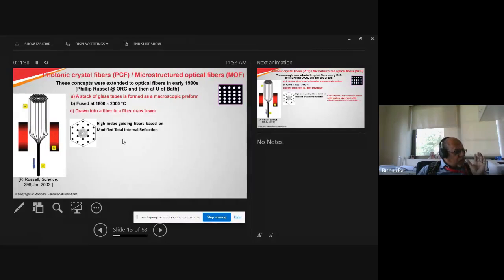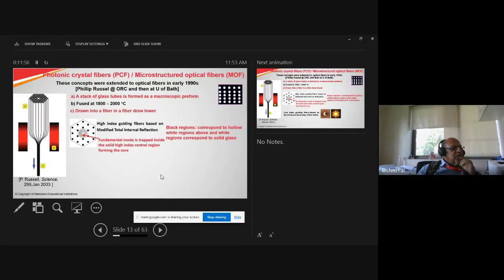So light can propagate, those bands of frequencies which were otherwise blocked, through the solid region, thereby mimicking guided wave propagation in an optical fiber, and it can be explained nicely as a modified total internal reflection phenomenon. The fundamental mode is trapped inside the solid high index central region.